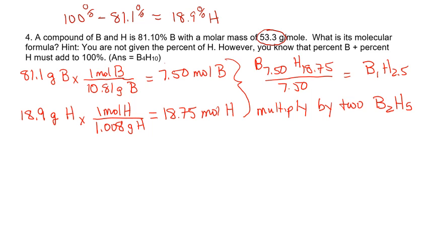So you took the 81.1 grams of boron, and you should have figured out that that gave you 7.50 moles of boron. The 18.9 grams of hydrogen gave you 18.75 moles of hydrogen. Then you figured out the empirical formula was B1H2.5, but at this point you should have been thinking, ooh, I need to have a whole number. What can I multiply through by? And so the first thing you try is 2, and oh look, it's B2H5. Hallelujah. However, you are not done.